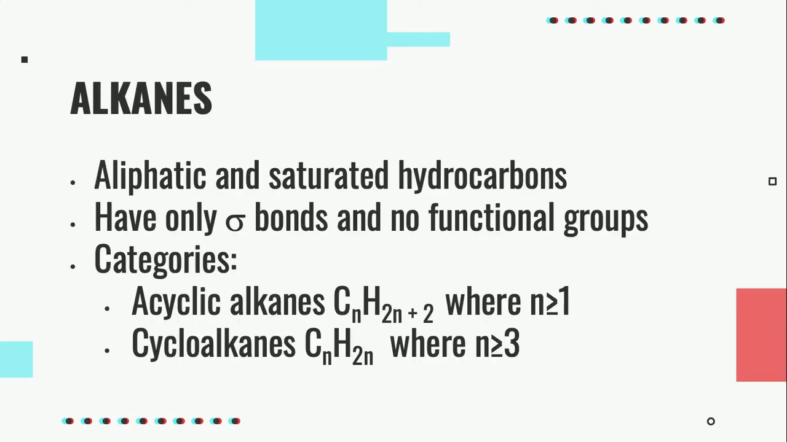Nomenclature of alkanes. Alkanes, which are aliphatic and saturated hydrocarbons, contain only single covalent bonds between carbon atoms. Each of the carbon atoms in an alkane has only sigma bonds, no functional groups, sp3 hybrid orbitals, and is bonded to 4 other atoms, each of which is either carbon or hydrogen. The categories are acyclic alkanes and cycloalkanes.